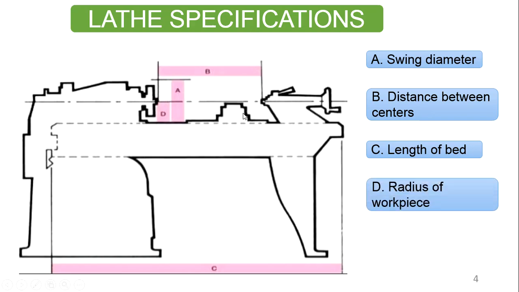Then D, the radius of the workpiece that can be machined over the bed. So this D is nothing but half of the swing diameter. So these are some important specifications. In addition to this, we have the different RPM available for the spindle, then the different feeds available for the tool. As per the gearbox, we have different RPM and feeds available.